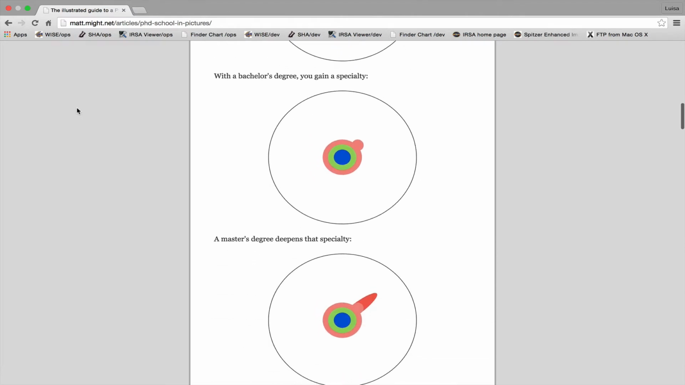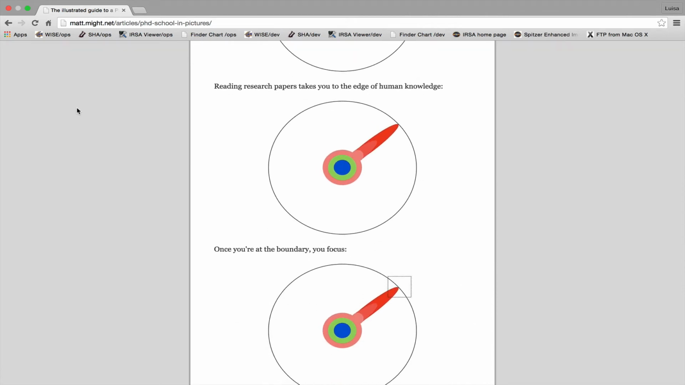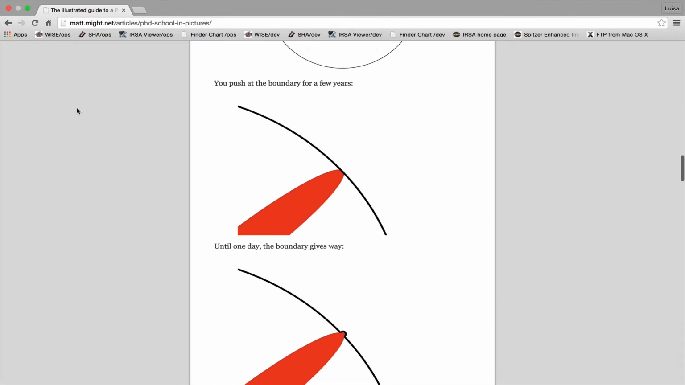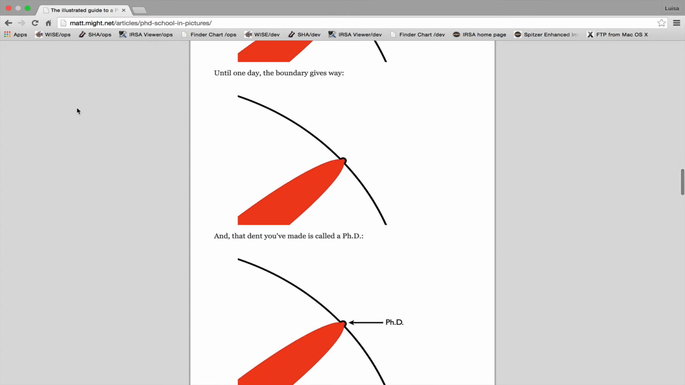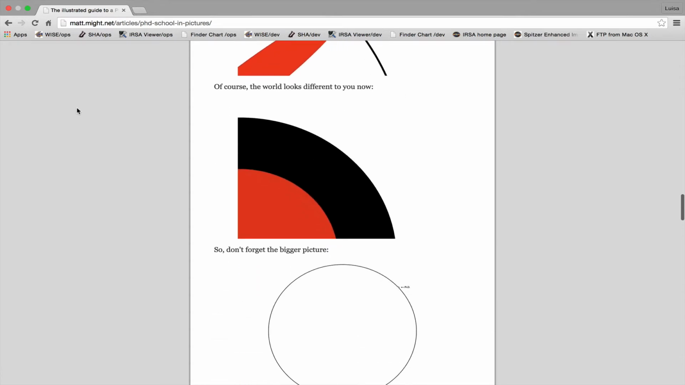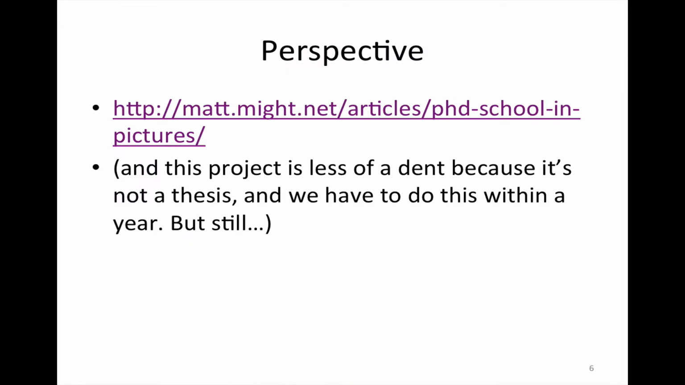With a bachelor's degree, you gain a specialty. A master's degree deepens that specialty. Reading research papers takes you to the edge of human knowledge. Once you're at the boundary, you focus. You push at the boundary for a few years, until one day the boundary gives way. And that dent that you've made is called a PhD. Of course, the world looks very different to you now, but don't forget the bigger picture. Keep pushing. So it's good to keep things in perspective.